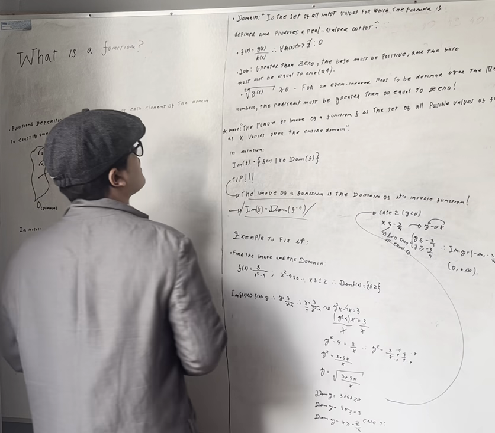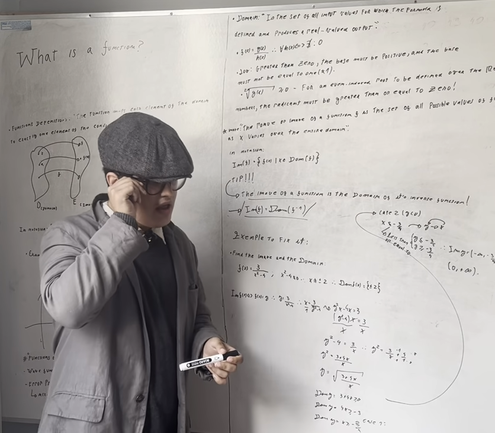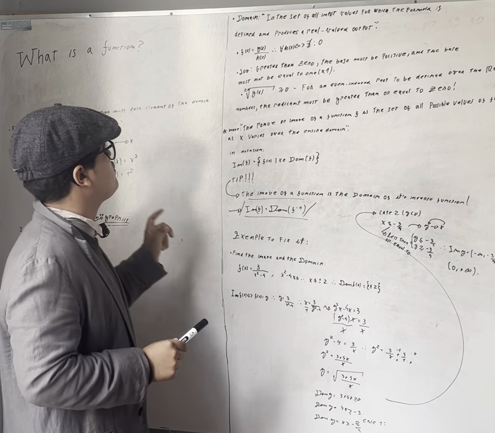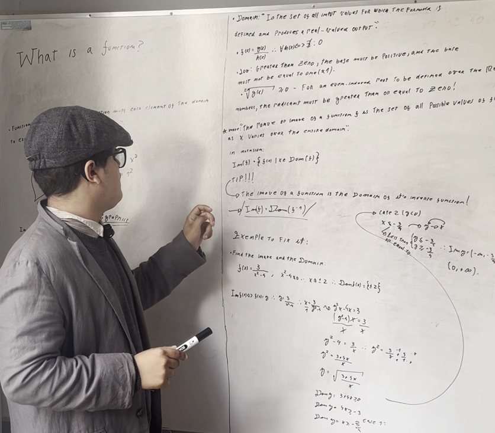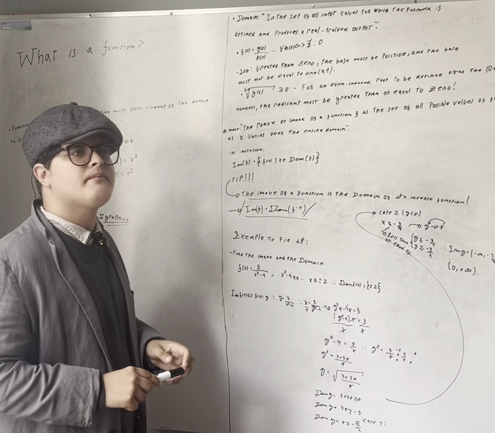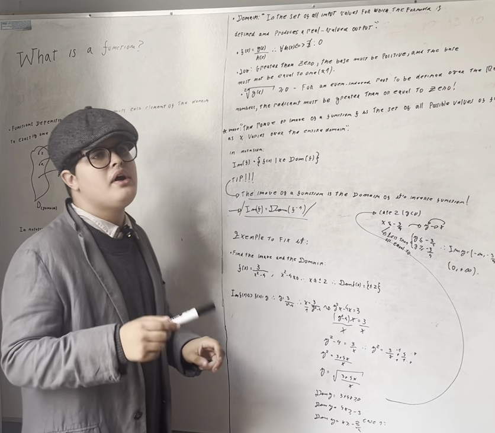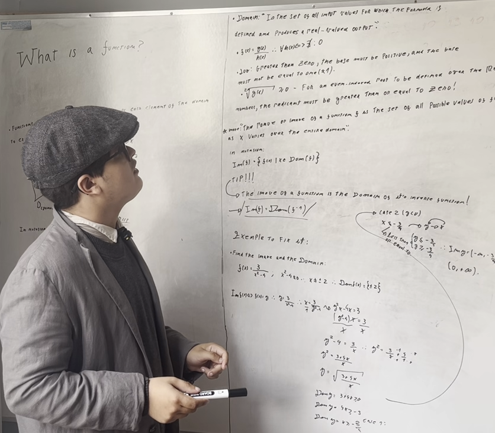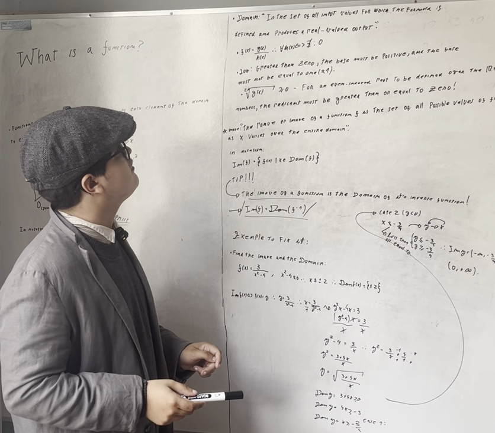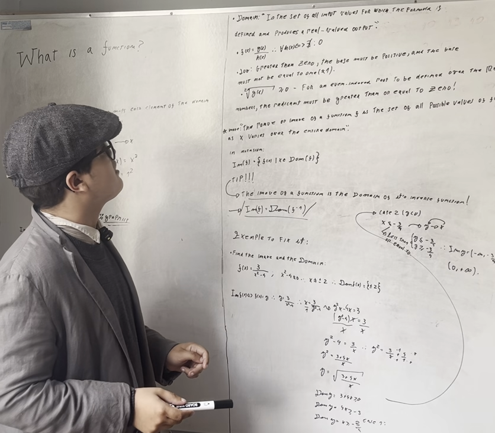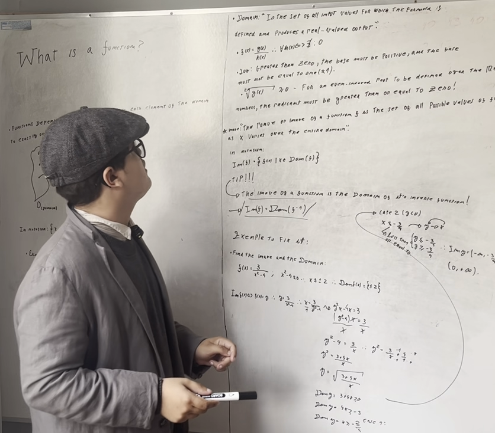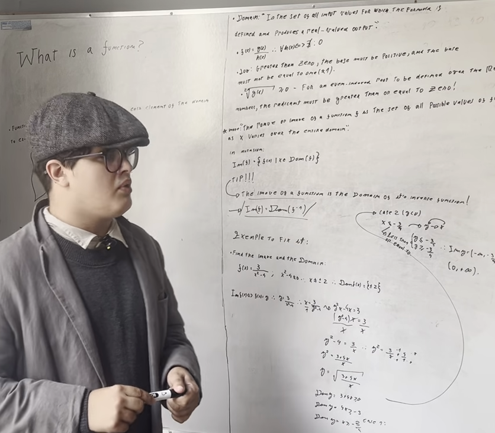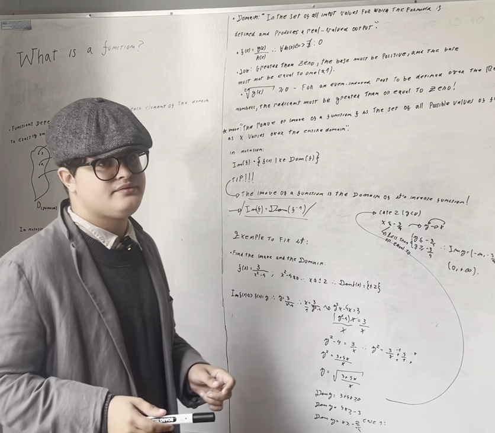Functions have a domain and the image, also called range. So what is the domain? Domain is the set of all input values for which the formula is defined and produces a real valued output. But for this to be true, we need to follow some rules that we don't have to break.